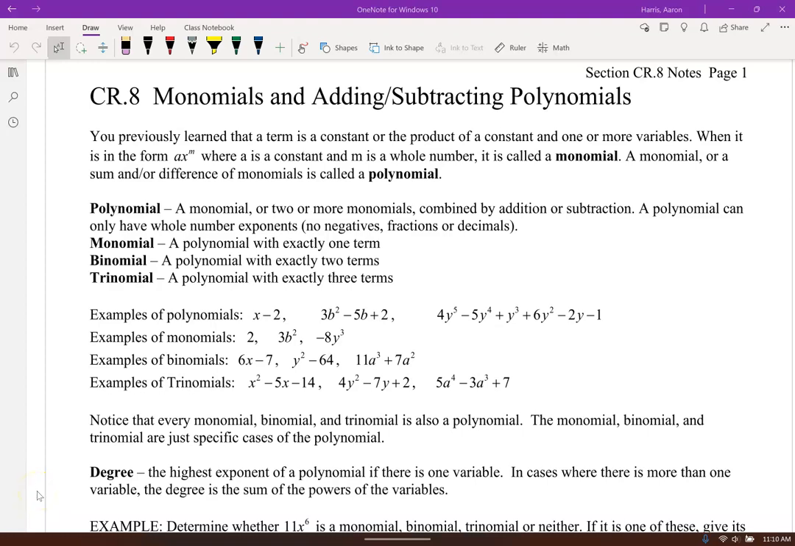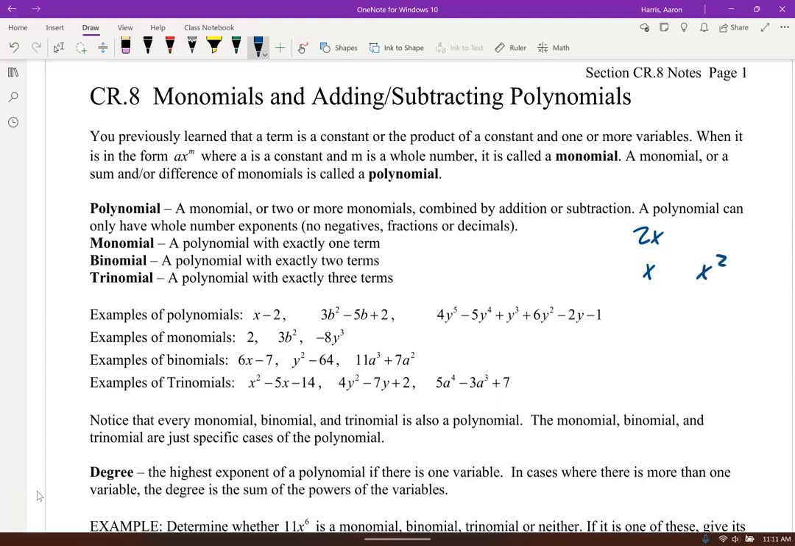All right, monomials and adding, subtracting polynomials. So a monomial is just a single term. It's a polynomial, and so for example, this is a polynomial: 2x, or just x squared, but it's one term.